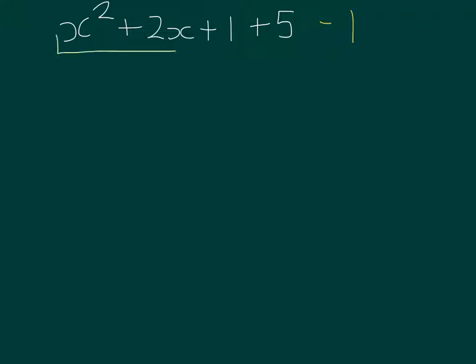But this helps us to factorize. So the perfect square now becomes x plus 1 all squared, and plus 5 minus 1 is plus 4. And now we are factorized.